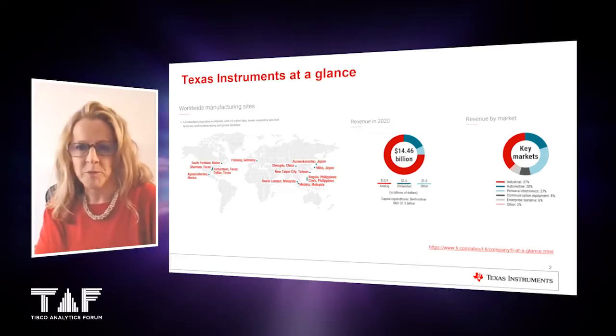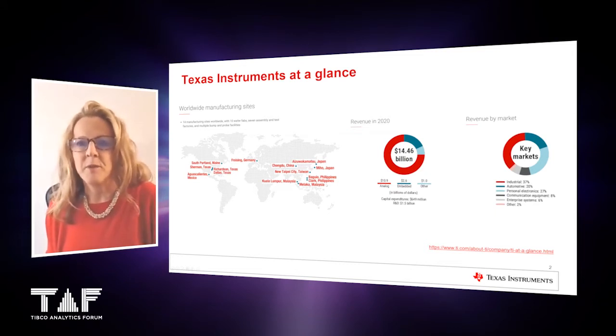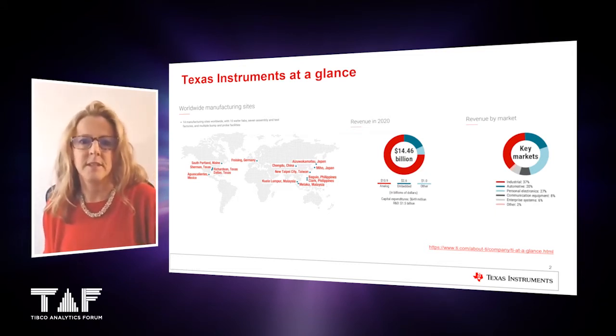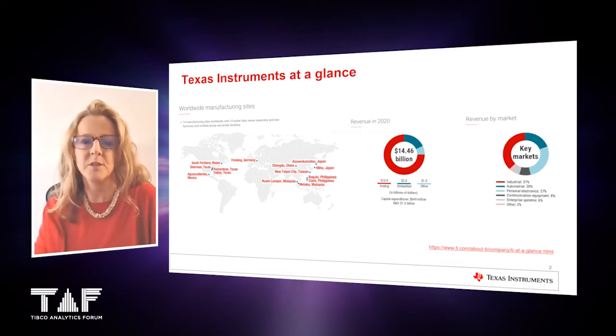Our two reportable segments are analog and embedded processing, and we report the results of the remaining business activities in other. Last year, we generated $14.46 billion of revenue, and our focus is on products sold into 6 end markets: industrial, automotive, personal electronics, communications equipment, enterprise systems, and other.